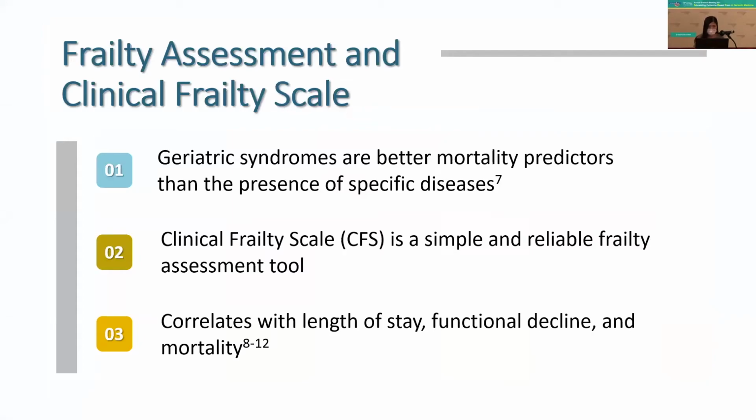With the increasing understanding of frailty, it is advocated that geriatric syndromes are better mortality predictors than the presence of specific diseases. Among various frailty assessment tools, the clinical frailty scale is well credited to be simple and reliable. It correlates with length of stay, functional decline, and mortality.